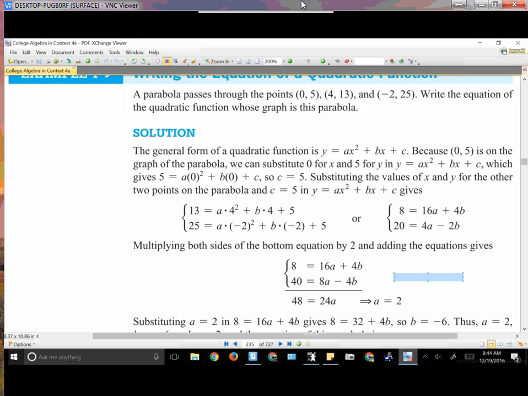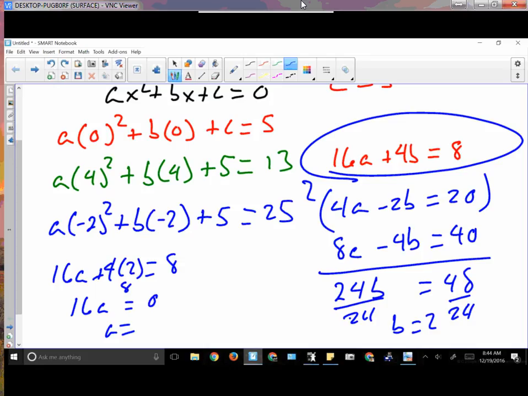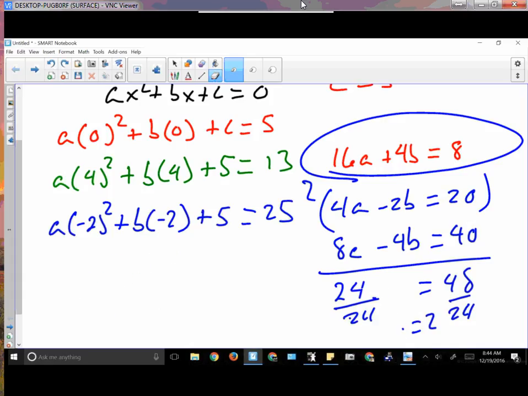Oh, I just wanted to double check. It says a is equal. Yep. Too many things. A is equal. It makes a lot more sense now.